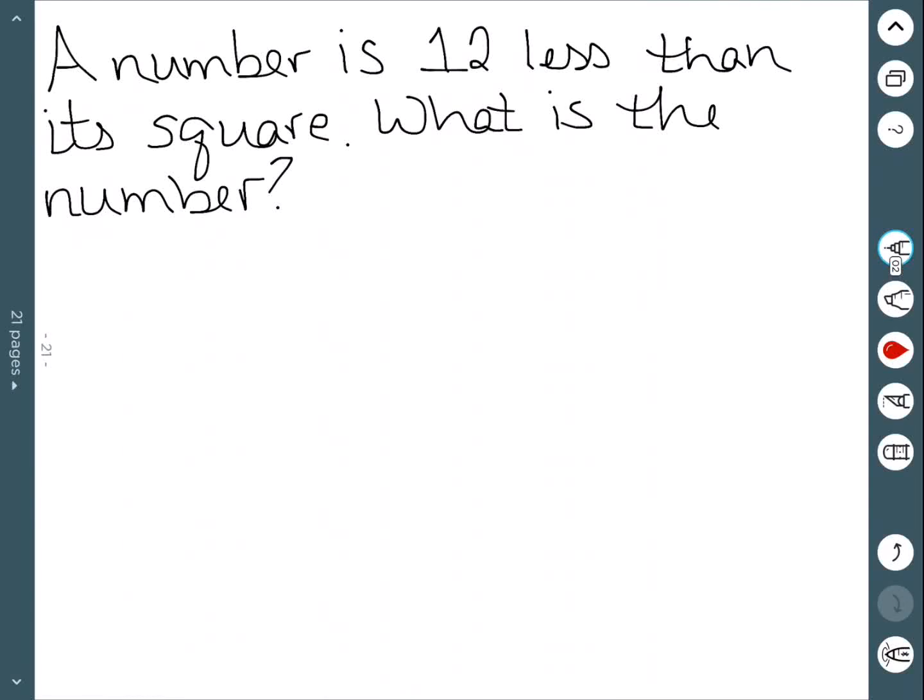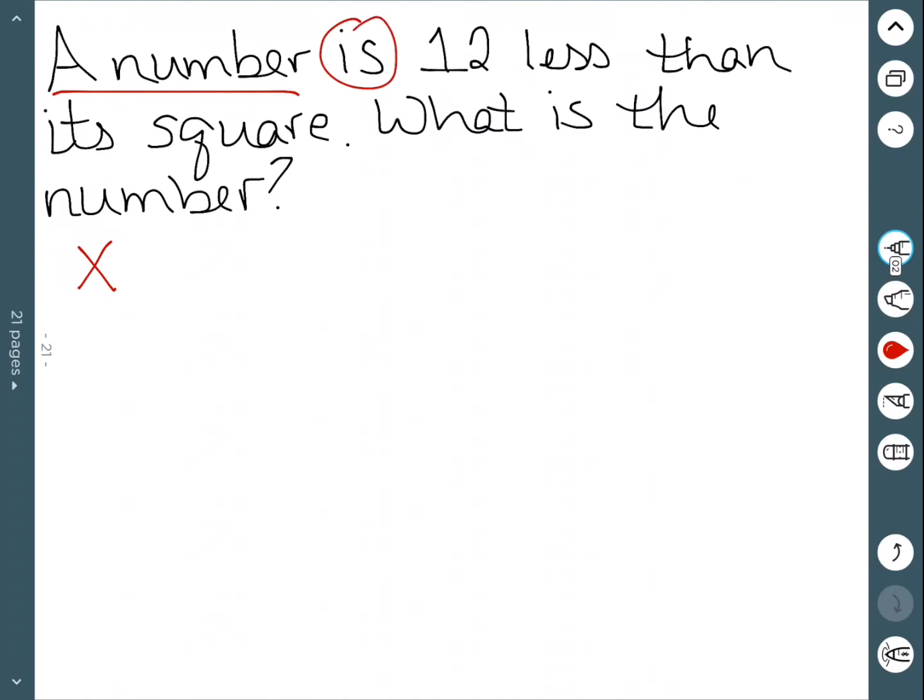Here we have a word problem. A number is 12 less than its square. What is the number? The key to these types of word problems is to take them piece by piece. The very first thing says a number, so we need some variable. X should work fine.